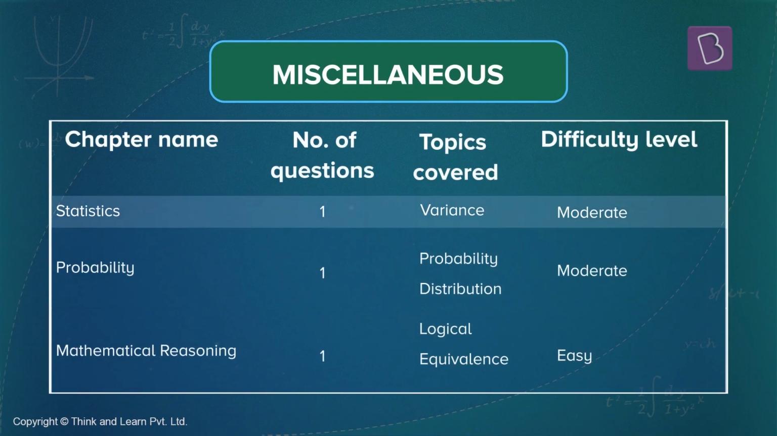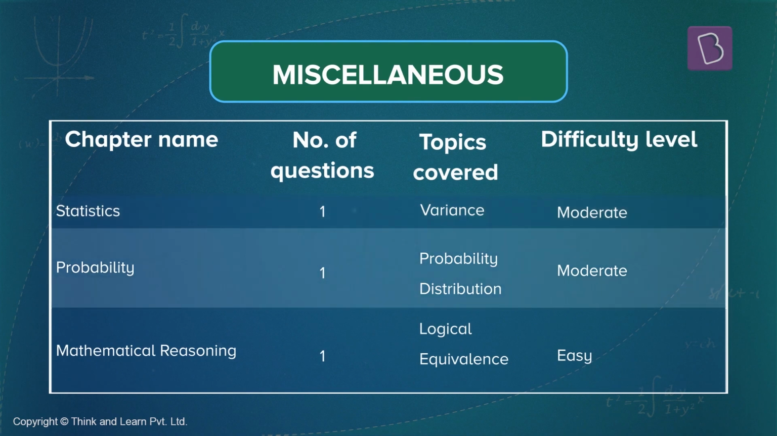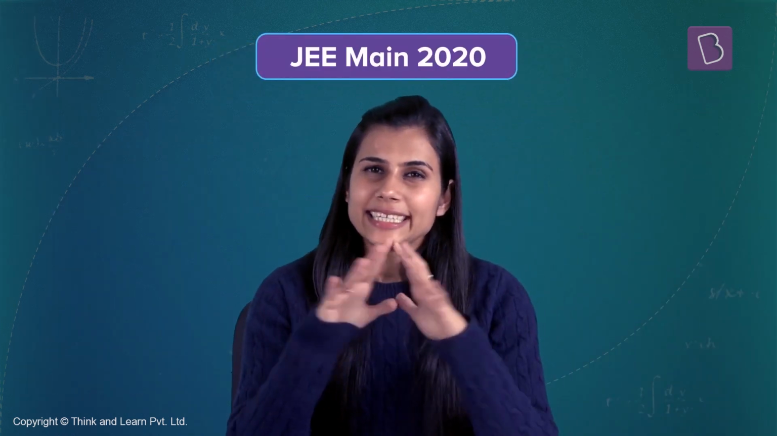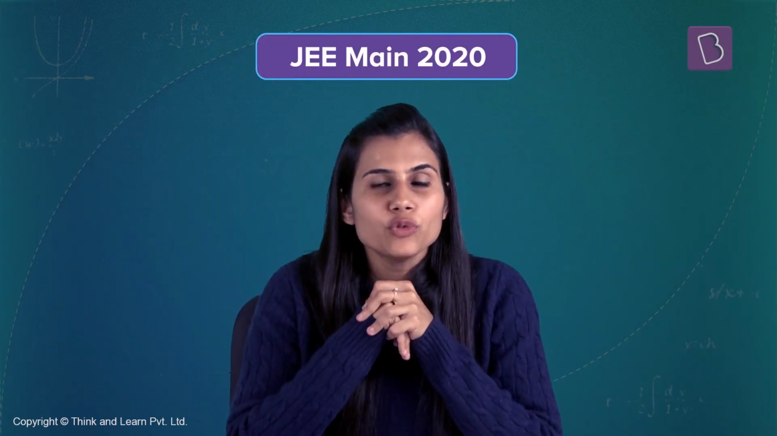So statistics, we had 1 question based upon variance. Next, probability, again 1 question from probability distribution. And lastly, 1 short as expected question from mathematical reasoning from logical equivalence. So this entirely completes our detailed distribution among these 4 units.